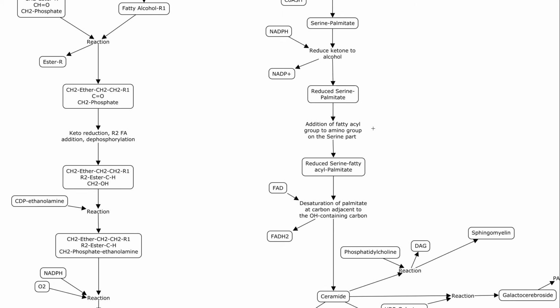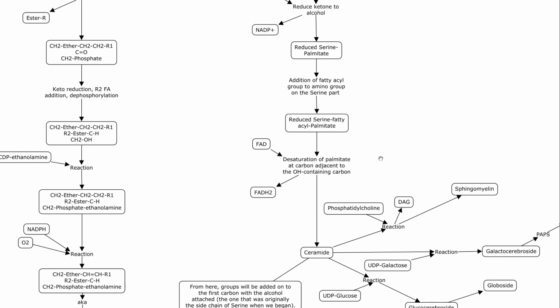And then we're going to add a fatty acyl group to the amino group in the serine part of the substrate. So if you just picture an amino acid, you've got an amino group on one end, a carboxylic acid group on the other end, and then the side chain. The amino group, we're just going to kick off a hydrogen and attach our fatty acid straight onto that. So now we've got a reduced serine fatty acyl palmitate structure.